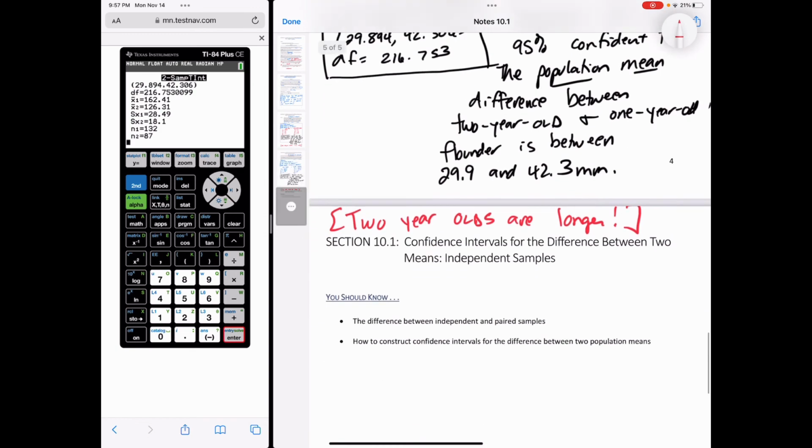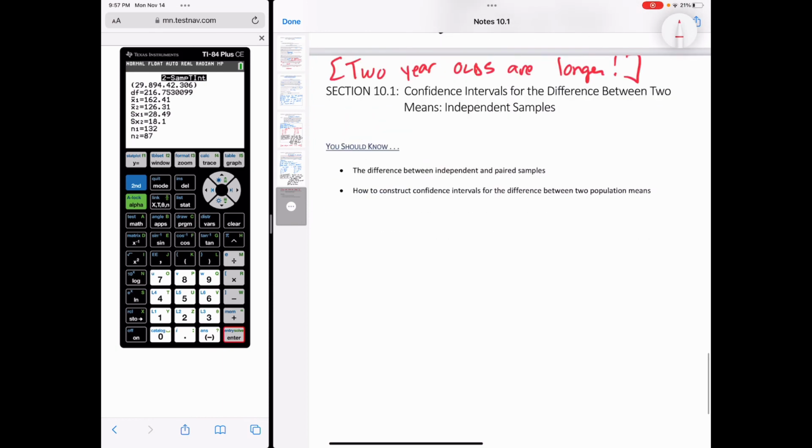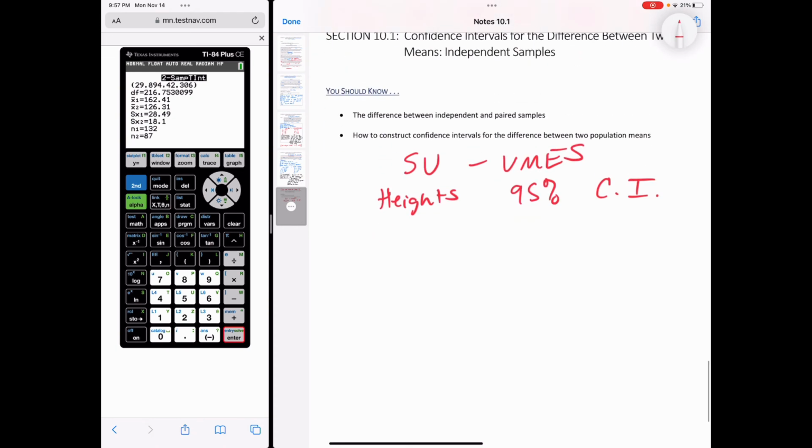The last thing, I'm going to show you something on this last page that will help you for your interpretation. I want you to pretend that I did something with heights, okay? And I wanted to find the true mean difference between heights of SU males and UMES males. And I wanted to make a 95% confidence interval. So here's what I wanted. I wanted SU minus UMES. I want heights. And I want a 95% confidence interval. All right, and I'm going to make up some. Okay, so say that I got this as my answer.